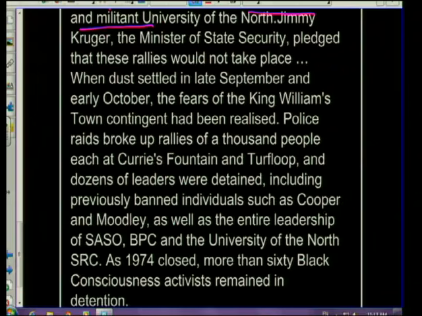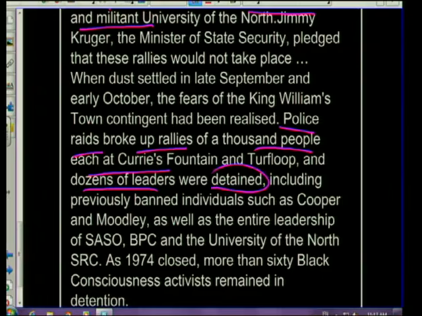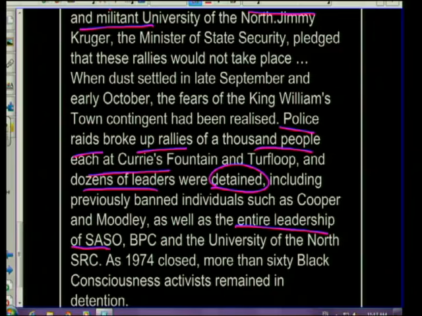Things like police raids broke up rallies of thousands of people, each at Currie's Fountain and Turf Loop. Dozens of leaders were detained, the result of that kind of uprising, as well as the entire leadership of SASO, BPC, and the University of North were banned. So that was the result of people resisting.